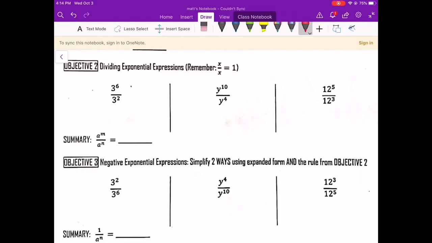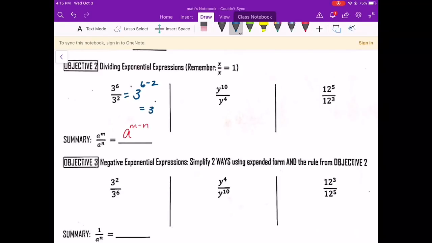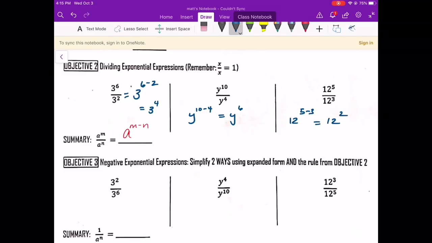Our summary for our general rule down here: when we divide like bases, we're going to subtract their exponents. So what that means for us in these examples is 3 to the 6 minus 2. Notice that I did the top minus the bottom. Stay in that routine, stay in that pattern. So 6 minus 2 is 3 to the 4th. y to the 10 over y to the 4th is y to the 10 minus 4, or y to the 6th. 12 to the 5th over 12 to the 3rd will be 12 to the 5 minus 3, or 12 to the 2nd.